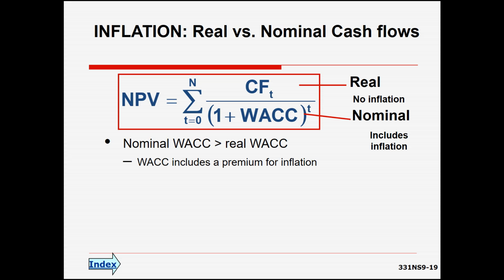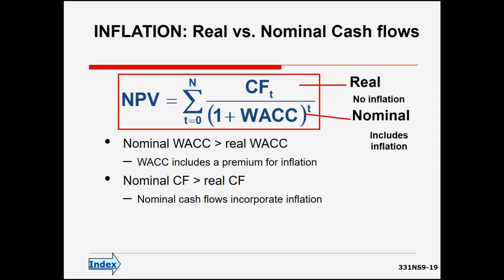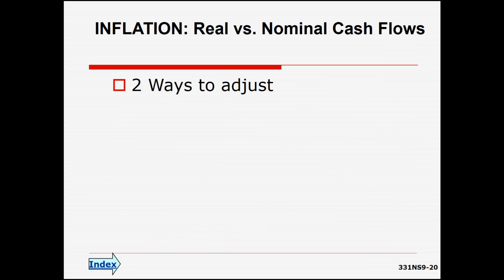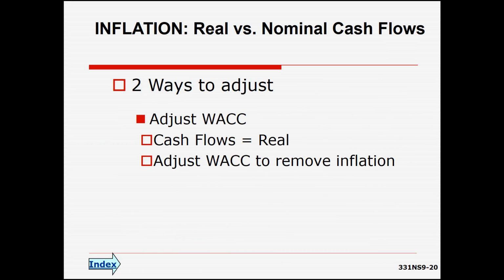The cost of capital is a nominal rate, but our real cash flows do not include inflation. Result, a downward biased NPV, not what you want if you're trying to sell a project. There are 2 ways to adjust for inflation in a pro forma analysis.